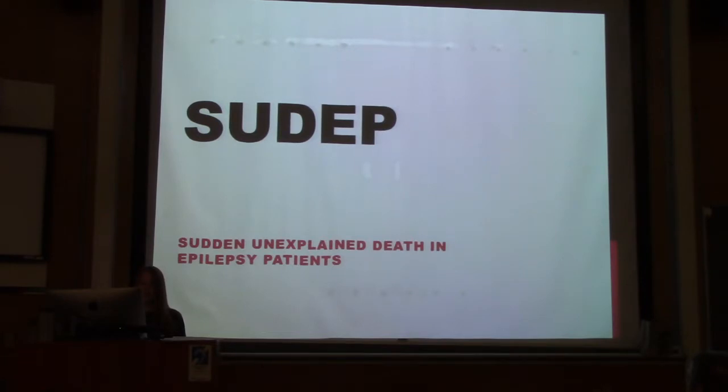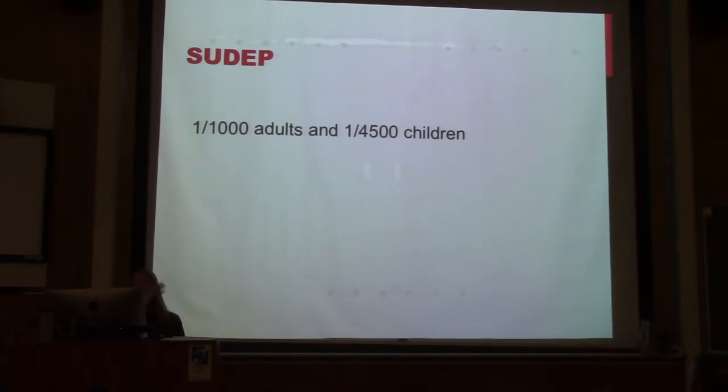And finally, sudden unexplained death in epilepsy patients. This is something I never really heard of until I was doing my research for this talk. But it's exactly what it sounds like. It's a known phenomenon in epilepsy patients, and it's thought to be due to a fatal arrhythmia. It's actually the leading cause of death in patients with uncontrolled epilepsy. The prevalence is about 1 in 1,000 adults and 1 in 4,500 children.